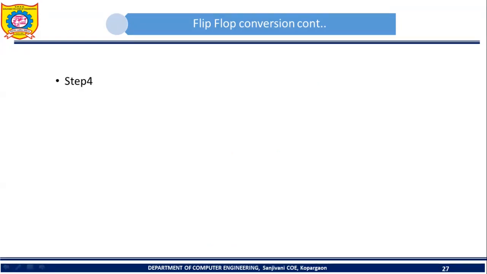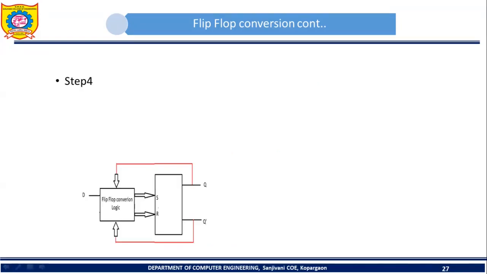Now let's see step number 4. Again, please try to understand what we want to do. We want to design this flip-flop conversion logic. This is one combinational circuit which we want to design. In order to design this combinational circuit, we will require a truth table. We have already seen how to design combinational logic. So see how that truth table is obtained.